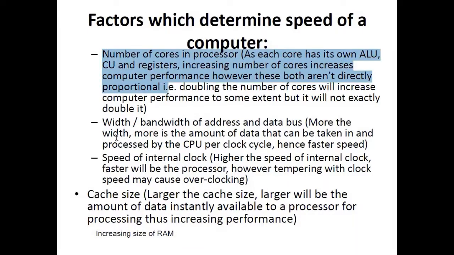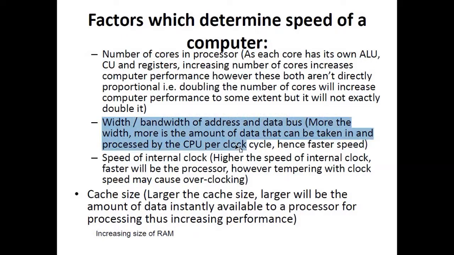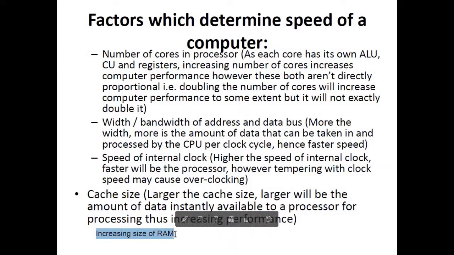Now remember, just increasing any one of these factors is not enough. Your PC would not perform faster. Instead, it might be overheated or there might be some problems. If you want to truly increase the performance of your system, you need to take care of all these factors. You need to increase the number of cores, increase the bandwidth, upgrade the speed of internal clock, upgrade your cache size, and increase RAM. All the factors together, then your system would actually be faster. If you just increase any one factor, then you would not get your desired result.